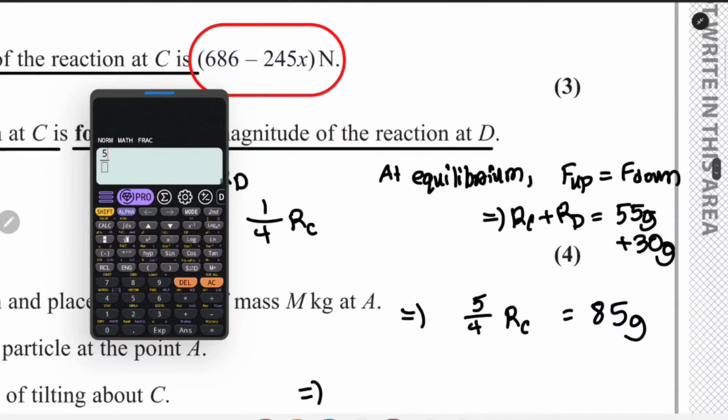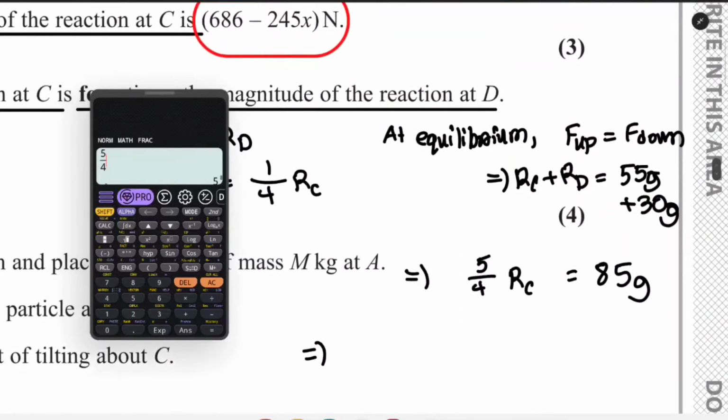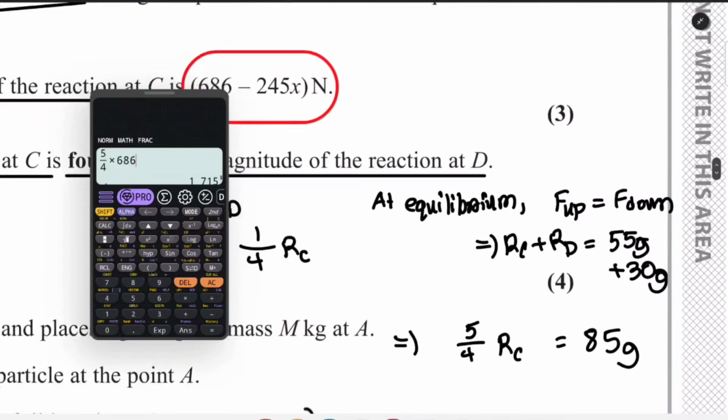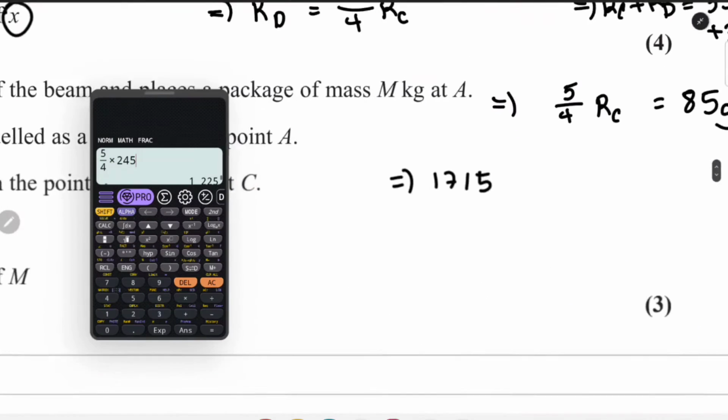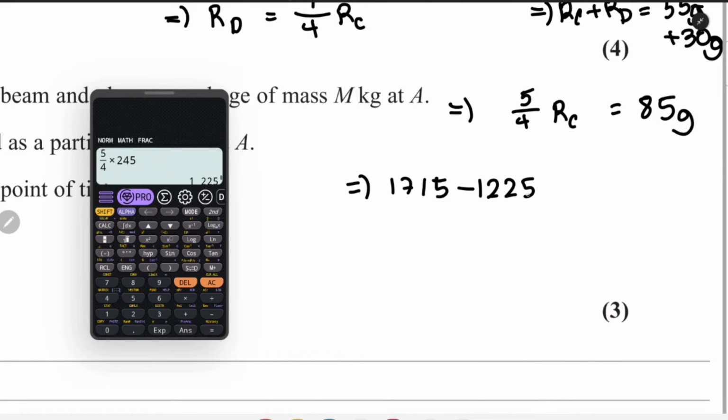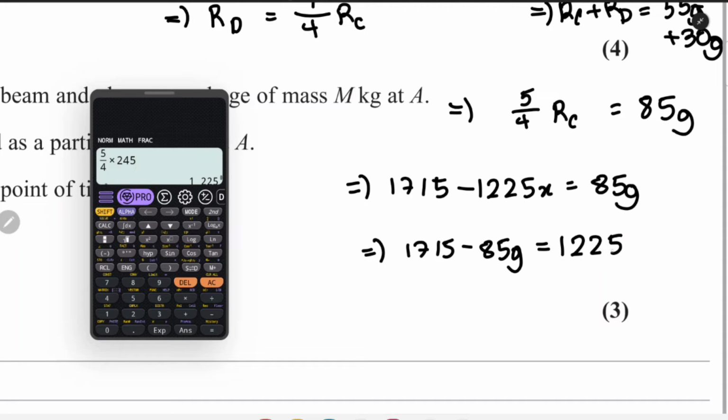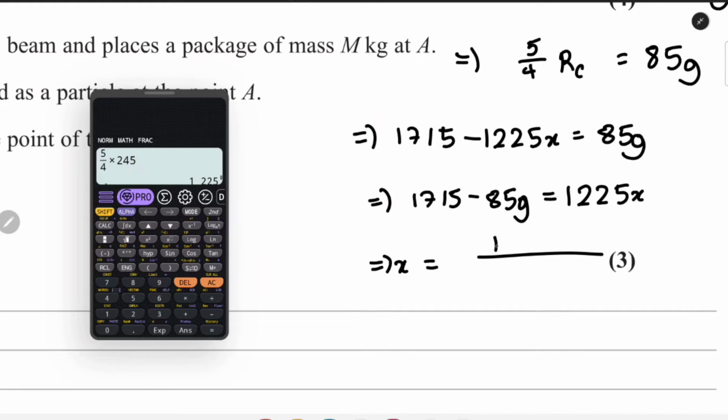Now we can calculate this. 5/4 multiplied by 686 will be 857.5, but here I got 1715, and 245 will be 1225, so minus 1225x equals 85g. Now if we take the x expression to the right and this to the left, we'll get 1715 minus 85g equals 1225x. Now x will be 1715 minus 85 into 9.8 divided by 1225.